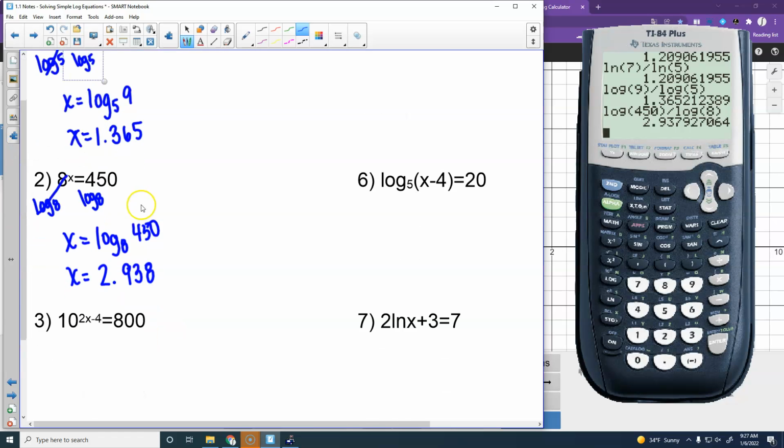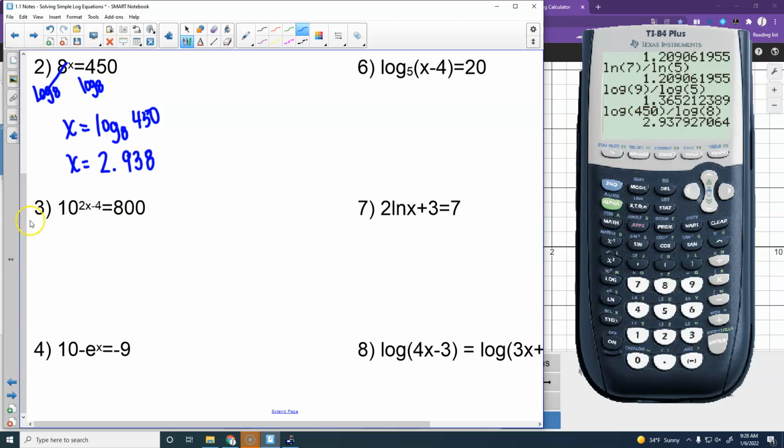Okay. For number 3, it's a little bit more complicated. We've got 10 to the power of 2x minus 4 equals 800. So for this one, we're trying to get that x by itself. The first thing we've got to get rid of is that 10, that's your base. So Blaine, what would we do to get rid of that 10?